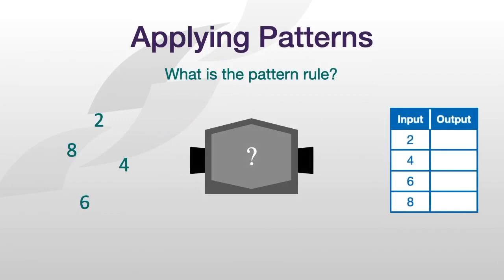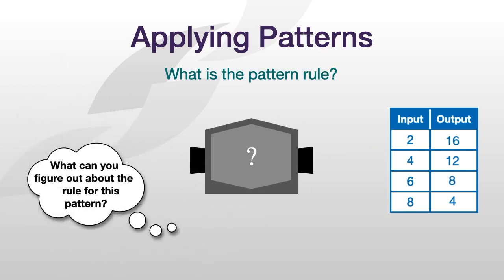Here we have an input-output machine, and the problem is to figure out an expression for the pattern rule. In order to do that, let's see what happens when we input these numbers. What can you figure out about the rule for this pattern?